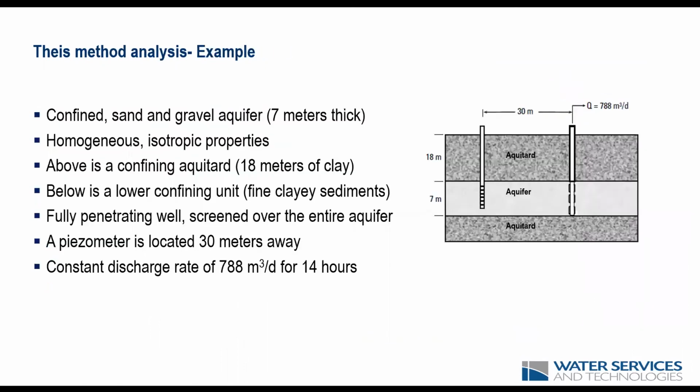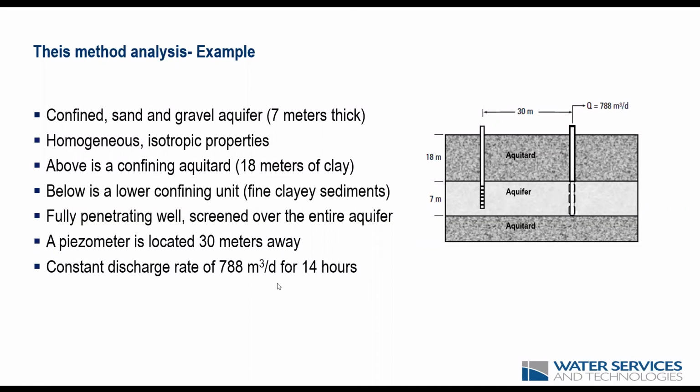So just an example here, for instance, a confined sand and gravel aquifer, 7 meters thick. Again, looking at homogeneous isotropic properties, we have a confining aquitard above, 18 meters of clay. Below, we have a confining unit, that means, let's say, a perfectly confined aquifer. Then we have a pumping well, which is fully penetrating, meaning the screen interval intercepts the entire aquifer.